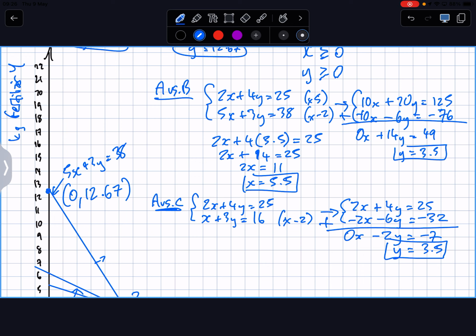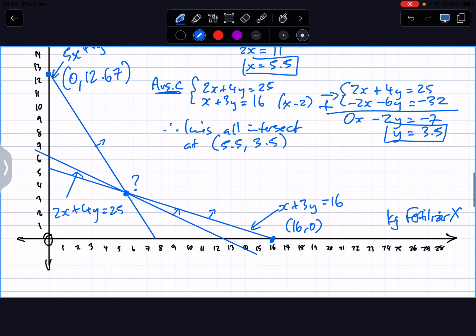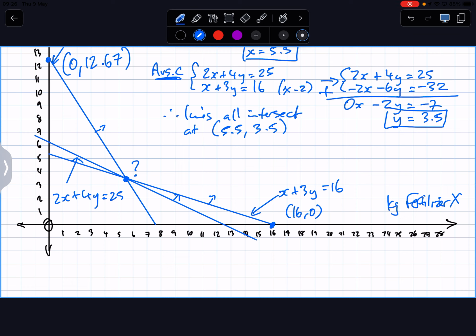Well, actually, what did we substitute last time? Did we substitute y is equal to 3.5 into A? So therefore, what can we confirm? Therefore, the lines all intersect at 5.5, 3.5. So can I label this question mark now? Yeah. I used 5.5 comma 3.5.